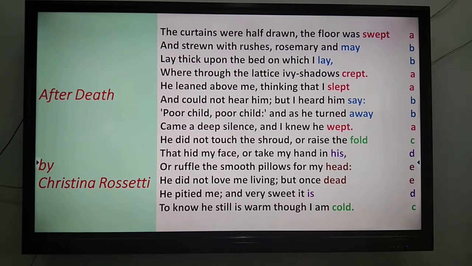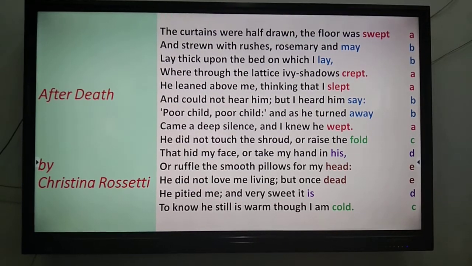And the third one in green is C, fold, cold. Number D, his, is. Number E, head, dead. So you see, this is the rhyme scheme that has been followed. And when we follow a rhyme scheme, the words are rhyming. There is a music about them. Yes? But in a free verse, there is nothing like this.